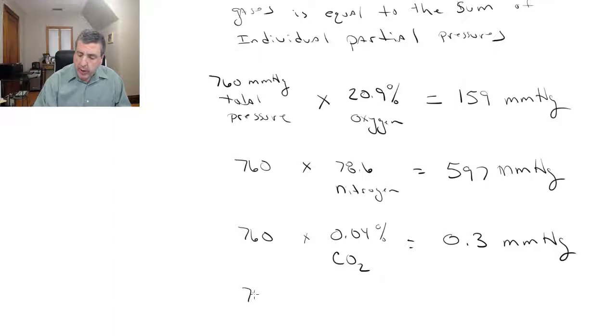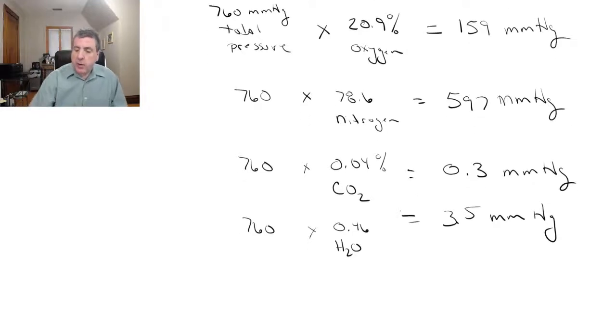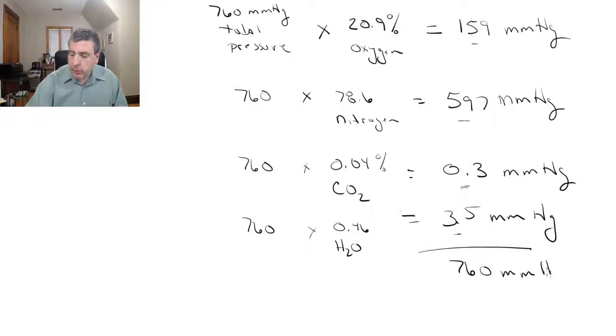We have water vapor, 0.46%. That's water vapor. And that gives you 3.5 millimeters of mercury. Okay, so now all of this, the 159 plus 597 plus 0.3 plus 3.5, all of that has to be 760 millimeters of mercury. So the partial pressure of oxygen is 159 millimeters of mercury.